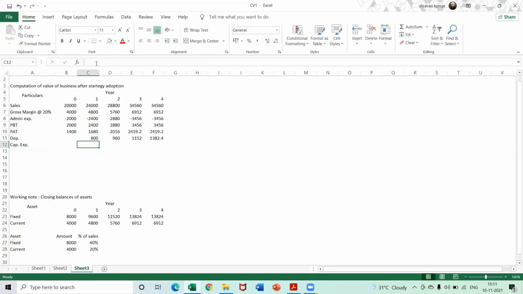Capital expenditure is nothing but, see, fixed assets have increased from 8,000 to 9,600. So that means it is 1,600 of increment. But that also includes 800 as depreciation. That means this 9,600 value is after considering depreciation.